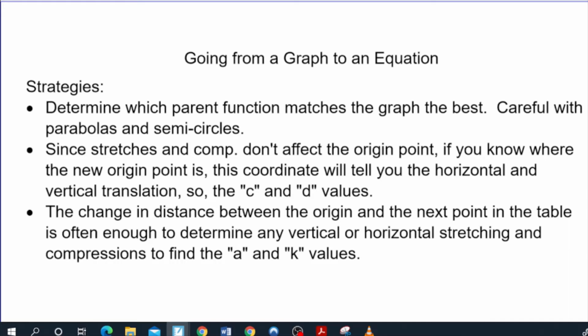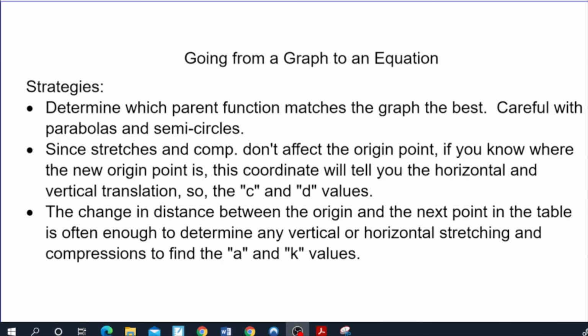Since stretches and compressions don't affect the origin point, if you know where the new origin point is, so if you have a graph, and most graphs do cross through 0, 0, at least the ones that we've seen, except for maybe the demi-circle, that point is really nice to be able to tell if the graph has slid left or right or up or down, because once again, multiplying 0 by a number or dividing 0 by a number will not change the answer. So if you can find where the parent function's origin point has moved to, you will know the horizontal and vertical translation, which are your C and D values.